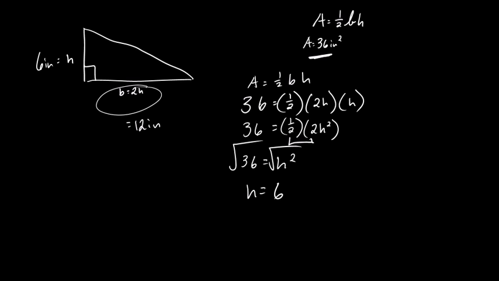So if I multiply these out and put it into my formula for area, put a 12 in for the base and a 6 in for the height, I will get 36 inches squared for my area, which checks out because 6 times 12 is 72, and if I chop that in half, it gives me 36 inches squared.